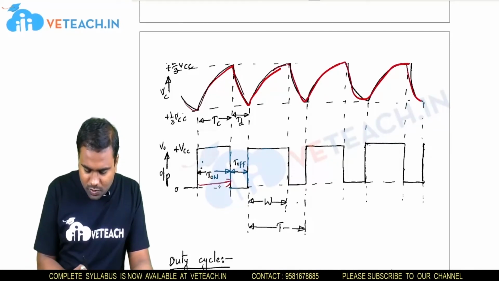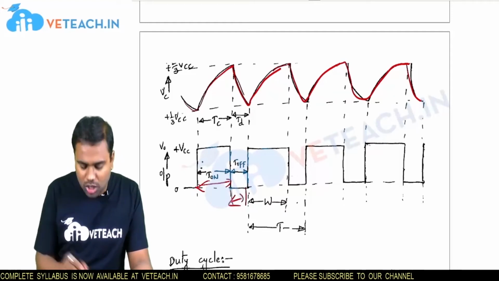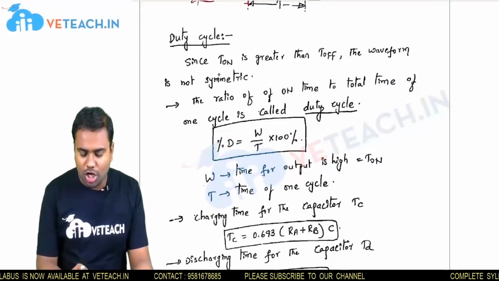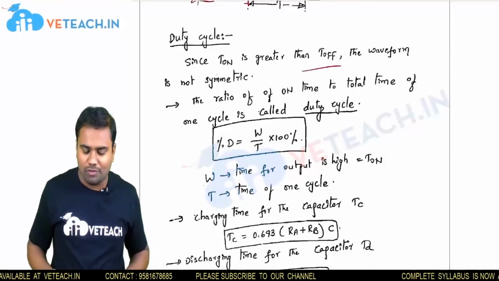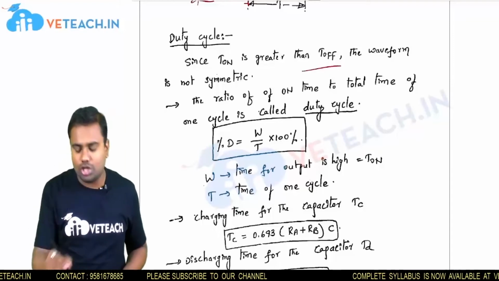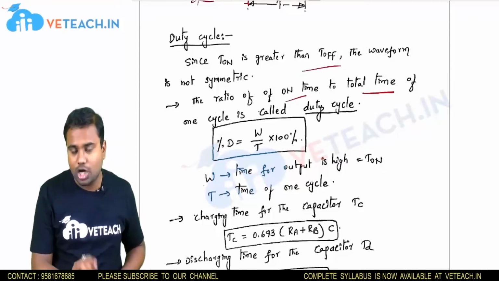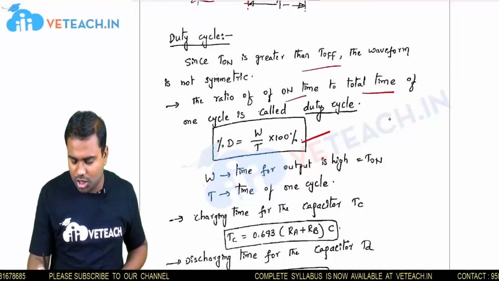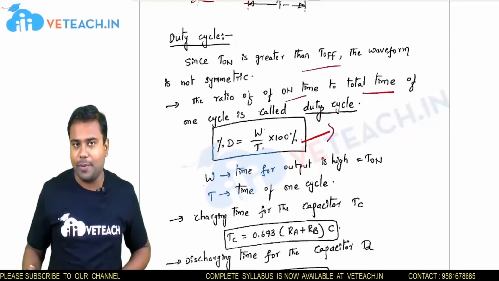So this is the charging time, and this one we can say is the discharging time. The total time we can consider as the duty cycle. Since T on is greater than T off, the waveform is not symmetric. So for that we are going to get the duty cycle. The duty cycle is defined as the ratio of on time to the total time of one cycle. The formula is the percentage D equal to on time by total time multiplied by 100%.